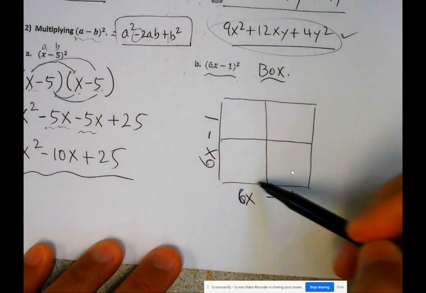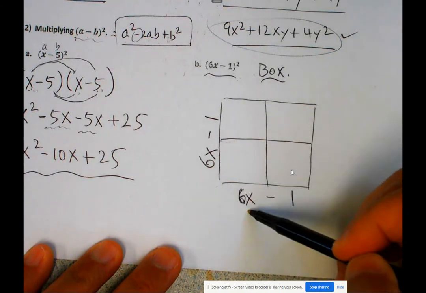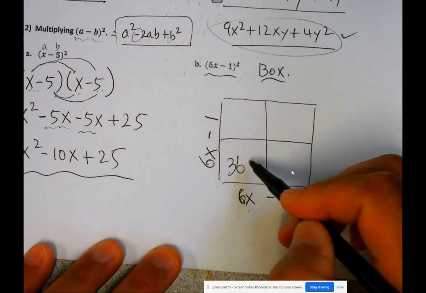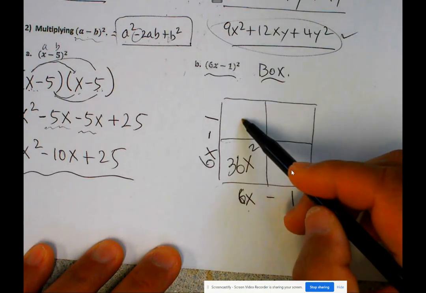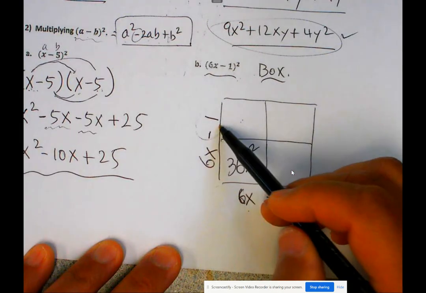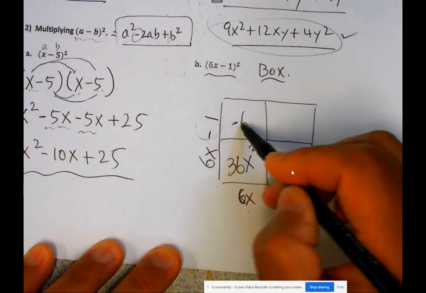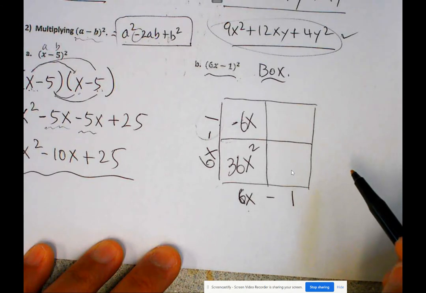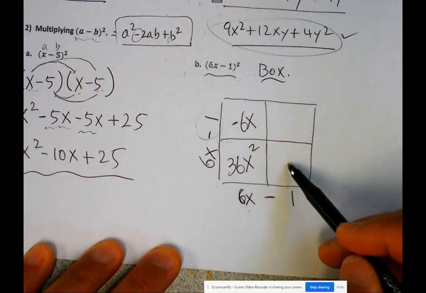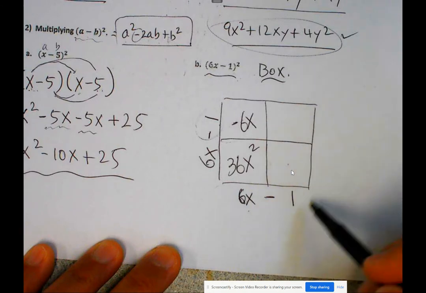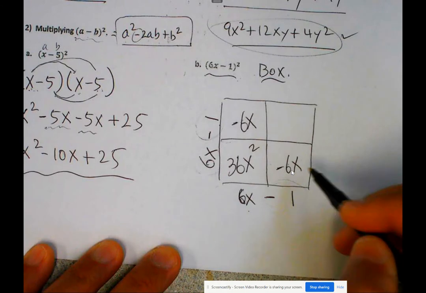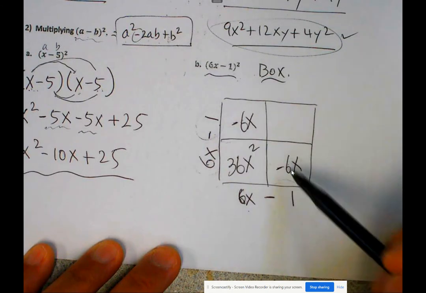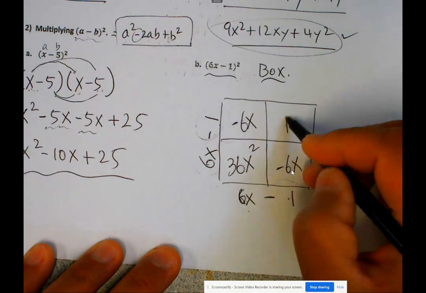Alright, again, to get this first box, it is 6x times 6x, which will give you 36x squared. You get the second box over here. To get this box, you need to multiply -1 with positive 6x. That gives you negative 6x. Alright, to find this box right here, you multiply -1 and positive 6x, which gives you negative 6x. And -1 times -1 will give you positive 1 on the bottom right here.